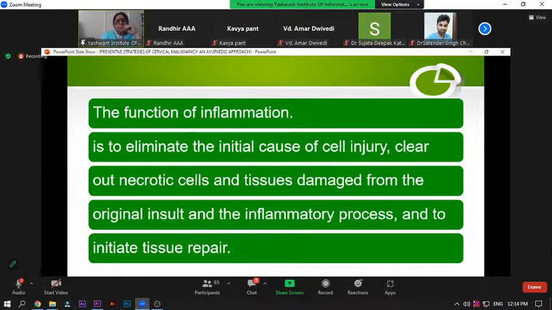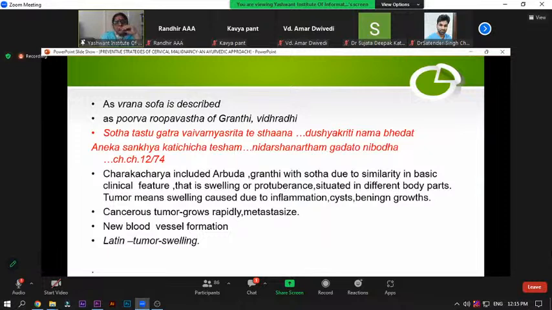So the function of the inflammation is to eliminate the initial cause of cell injury, clearing out the necrotic cells and tissues damaged from the original insult, and to initiate tissue repair. So this is seen in the early stages of dysplasia. As Vranashopha is described as Purvarupavastha of Granthi or Vidradhi, Granthi can also be considered as a pre-malignant lesion.